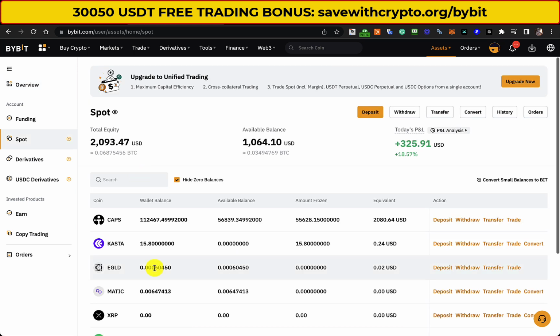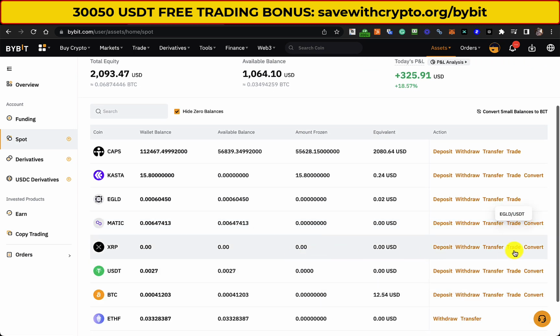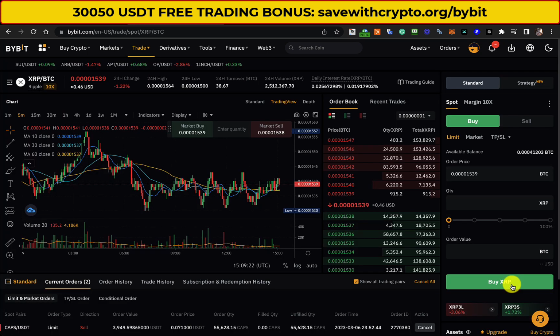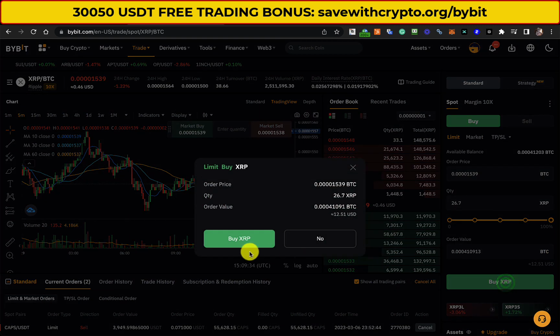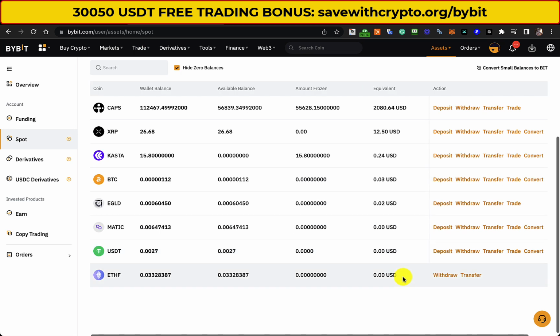Say, for example, if I wanted to buy eGold, I could trade eGold USDT. That's the only option I've got there. Something like XRP, I might have a few more options. And there I've got XRP USDT, XRP USDC, and XRP BTC. So what happens here is if, say, I wanted to buy XRP, I could just do a limit or a market order, say buy, and that would set up a limit order to buy, and that actually just bought some XRP. So at the moment I've got XRP in my spot account.